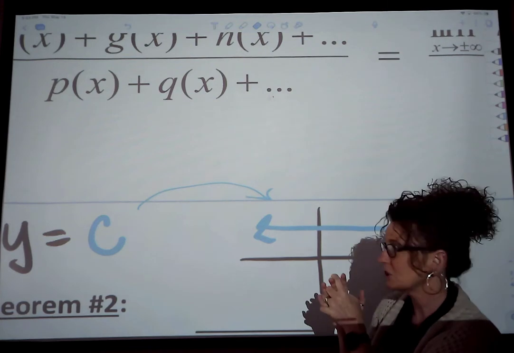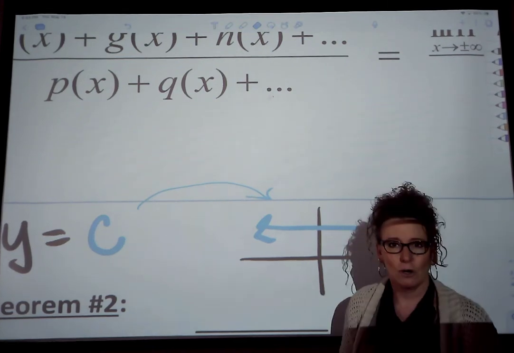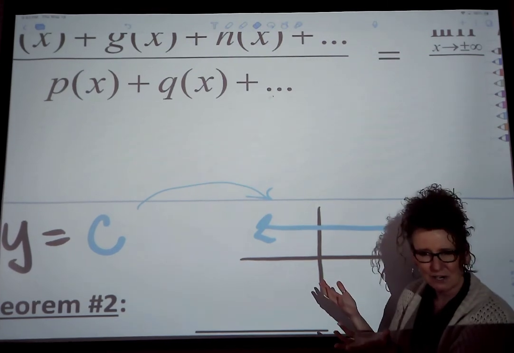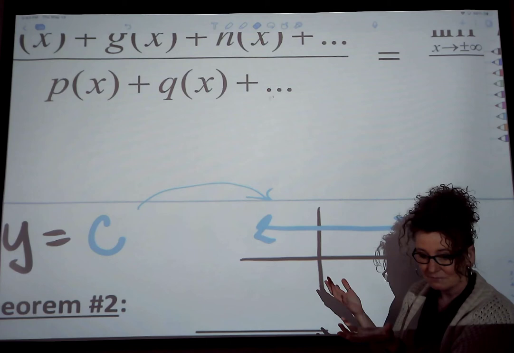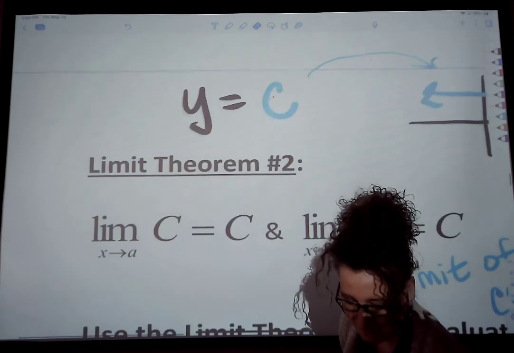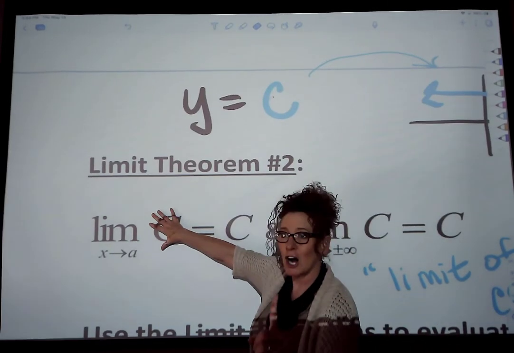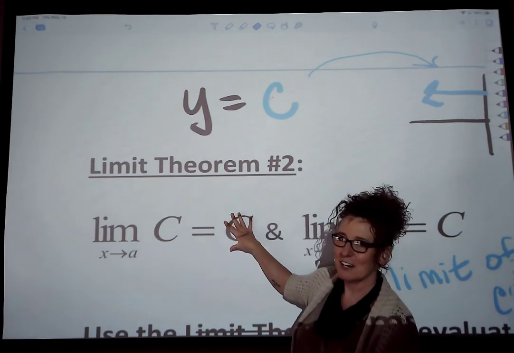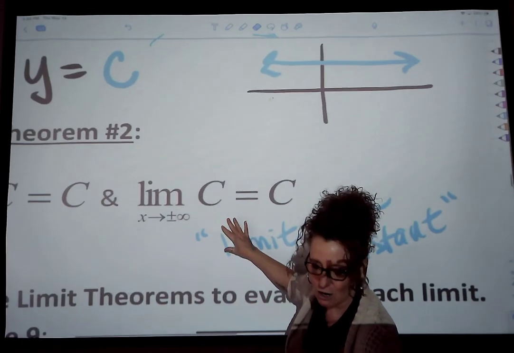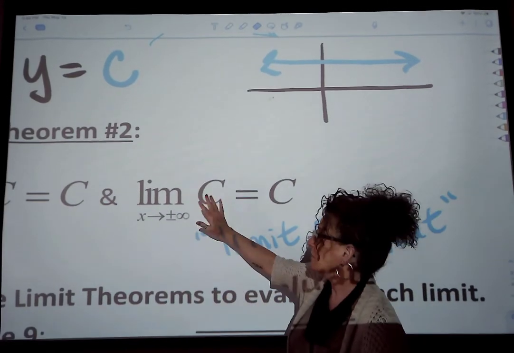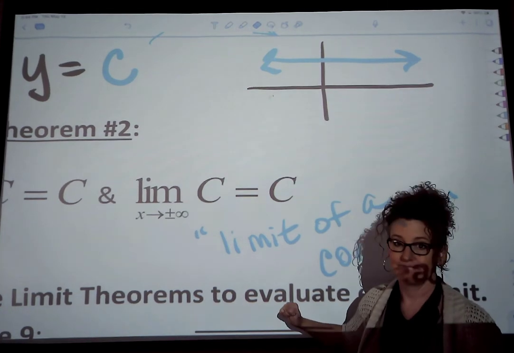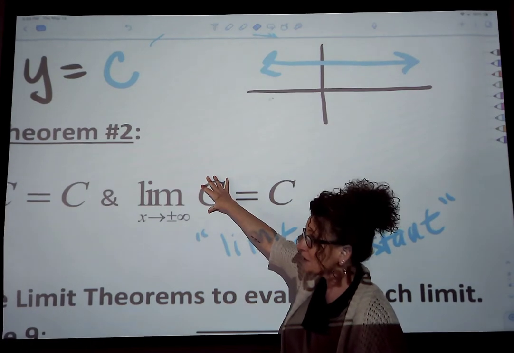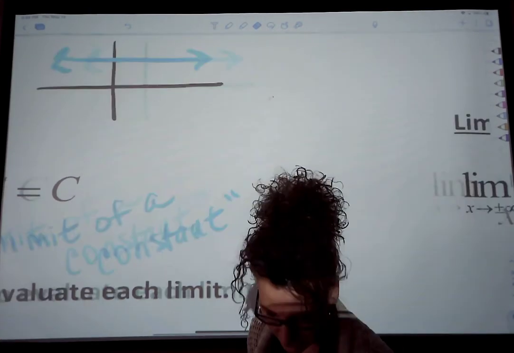Okay, trick question. As x gets close to 10, where are my y's headed? As x gets close to 10, my y's are still 3. If your function is a constant, it doesn't matter where your x is headed. Your y's are always going to be that constant, okay? So this limit law, we call it the limit of a constant. The limit of a constant is just the constant. The limit, if this is just some number, your answer to the limit is just that number. Super easy. Next one.